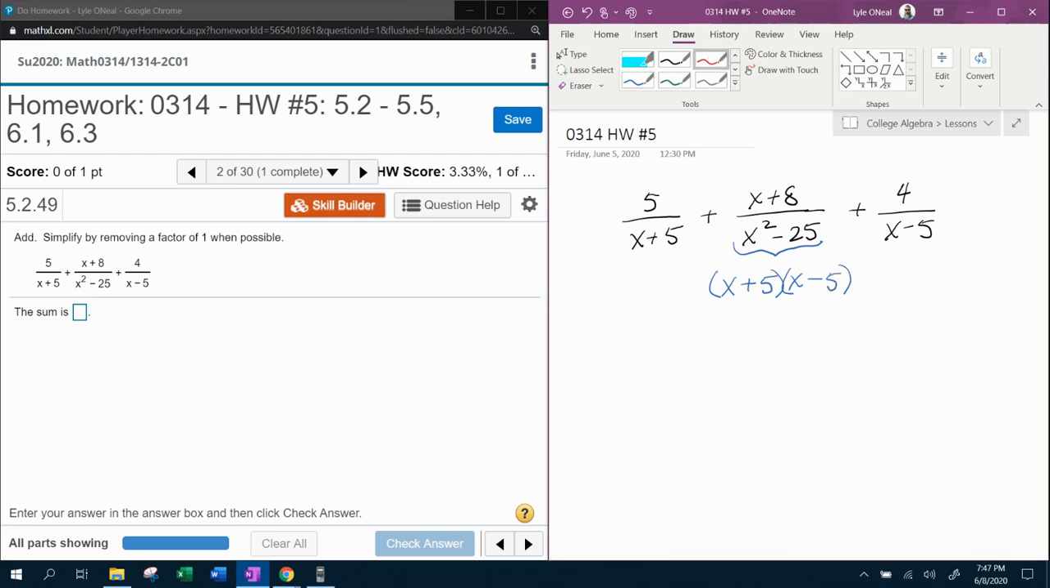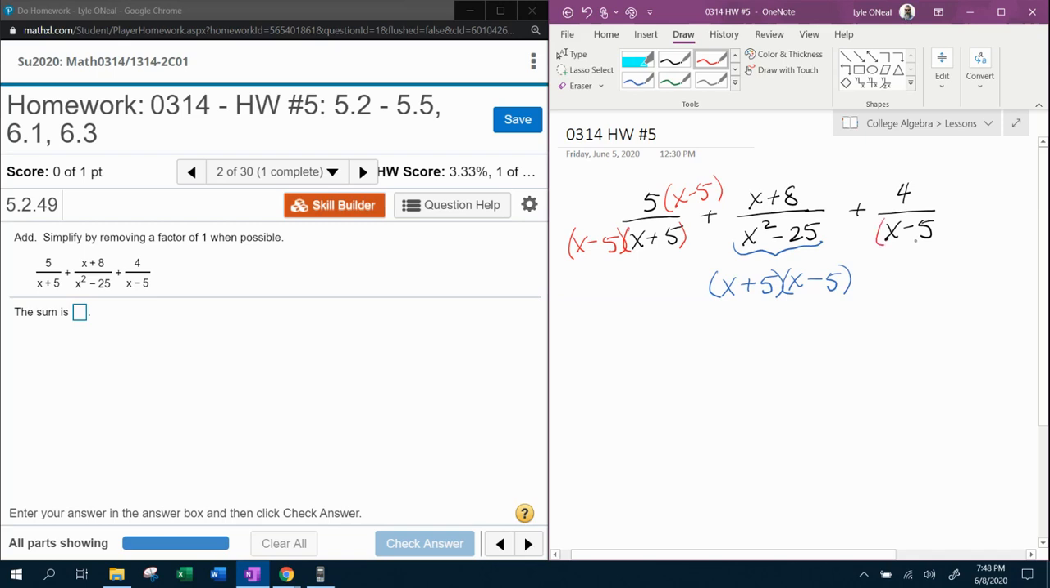And so now we can go through and look at each denominator and see what they need so that they all look the same. So we can see that the first denominator has an x plus 5. What it doesn't have is the x minus 5 that the other two denominators have. And so guess what it wants? It wants an x minus 5. But if I give it to the bottom, I have to give it to the top, okay?